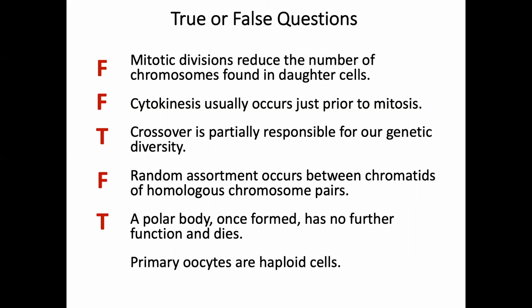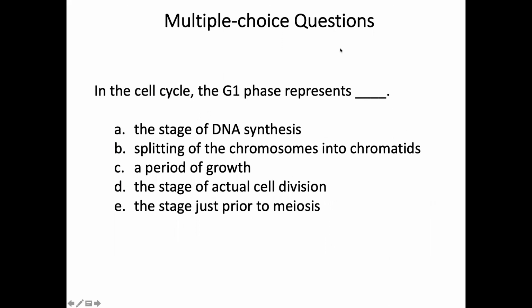Okay, the last one. Primary oocytes are haploid cells. Is it true or false? The answer is false. Primary oocytes haven't started division, therefore they are diploid cells, okay? Okay, let's also look at several multiple choice questions, okay?